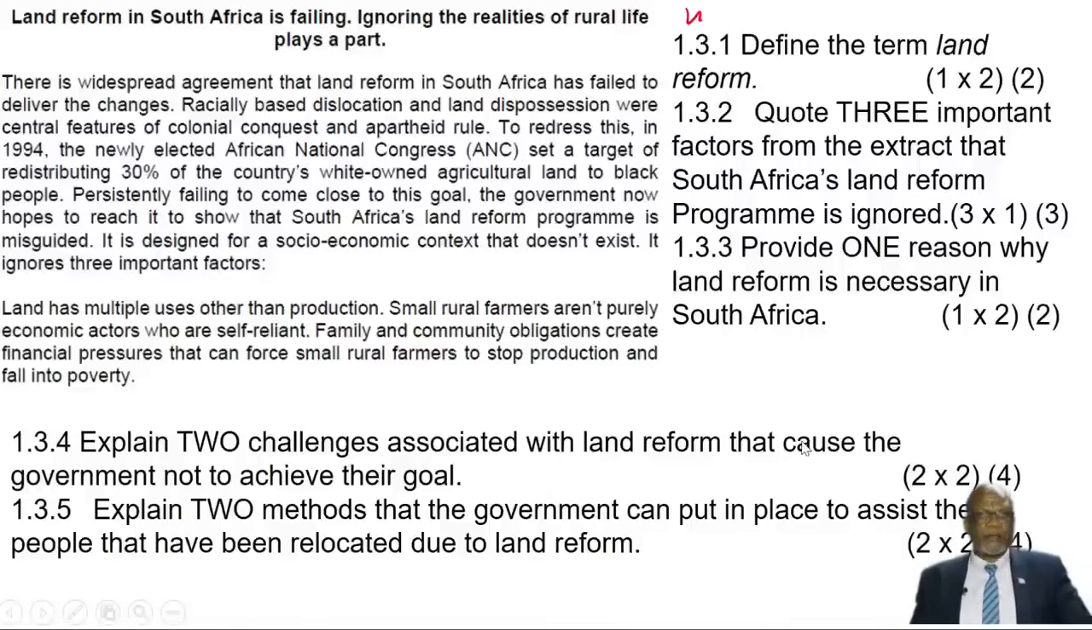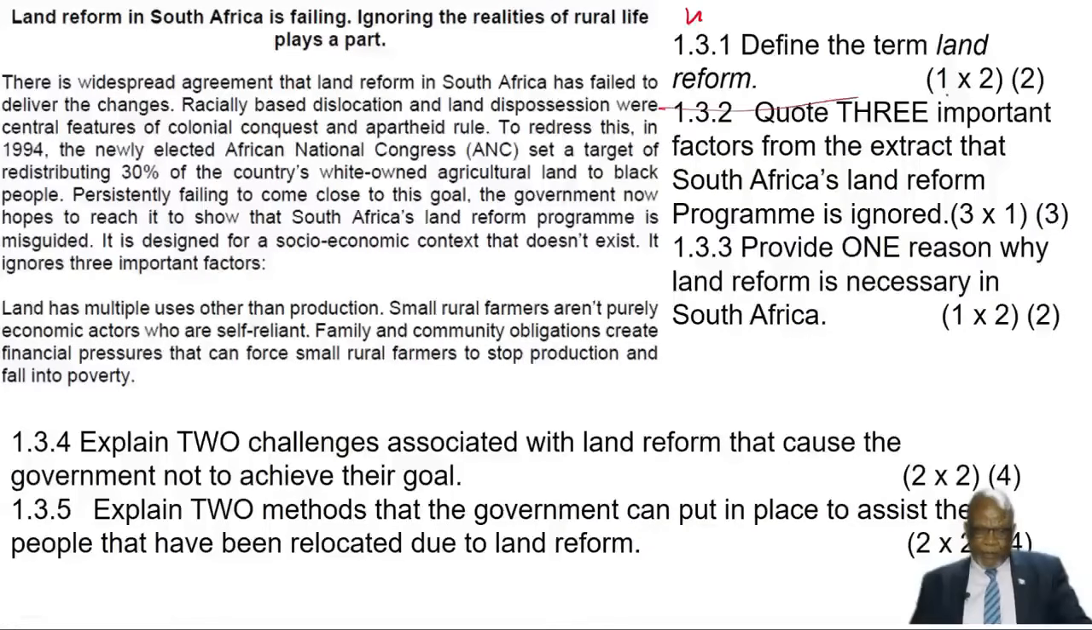Now, let's look at the other question here. The other question on land reform again. So, my advice is pay attention to your land reform. Make sure that you understand what land reform is. Land reform, we said, refers to the policies that redress. Okay, define the term land reform. We spoke about that. Quote 3 important factors from the extract that South Africa's land reform program is ignored.